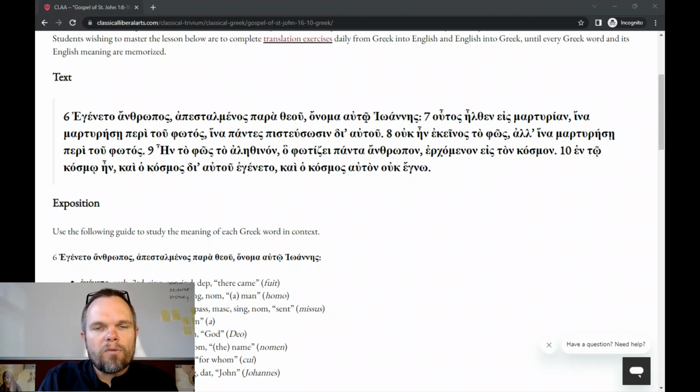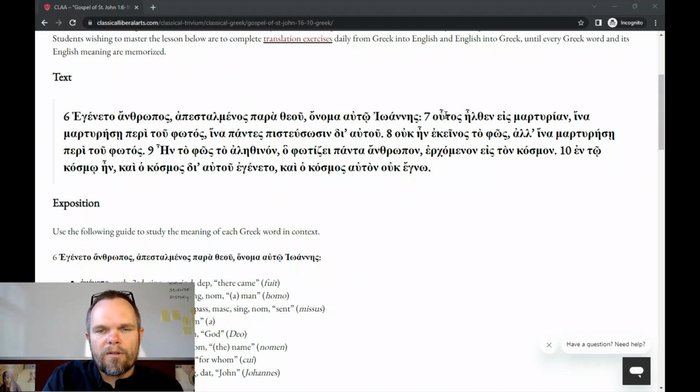Remember, that's a rise and a fall in pitch over the vowel or diphthong. Onoma auto Ioannes. Notice there are 2 nus together here. So the first nu ends the previous syllable, and the second nu begins the following syllable. So make sure you pause in between them and articulate them both. Listen to how I do it. Ioannes.